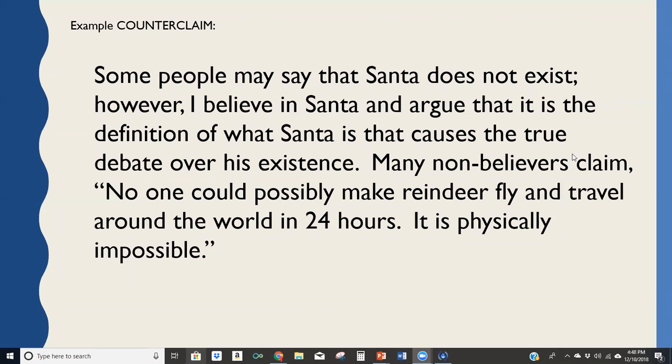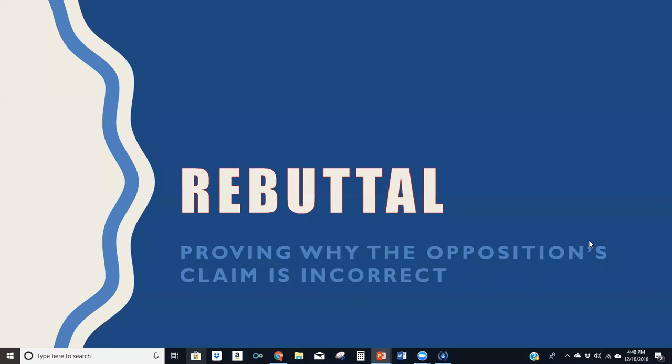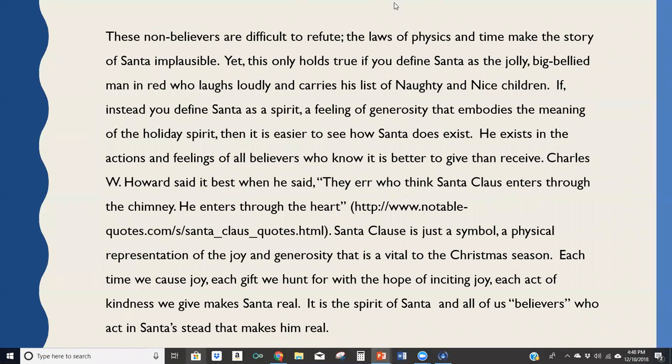That's my counterclaim. So if we look back and go now to my part, the rebuttal, I am going to add, these non-believers are difficult to refute. The laws of physics and the time make the story of Santa implausible. Yet this only holds true if you define Santa as the jolly, big-bellied man in red who laughs loudly and carries his list of naughty and nice children. If instead you define Santa as a spirit, a feeling of generosity that embodies the meaning of the holiday spirit, then it's easier to see how Santa does exist. He exists in the actions and feelings of all believers who know it is better to give than receive.